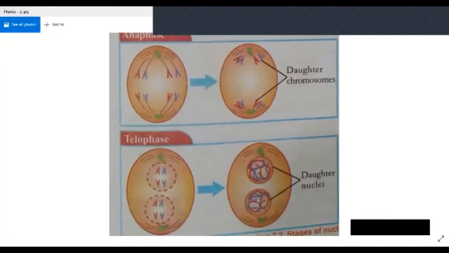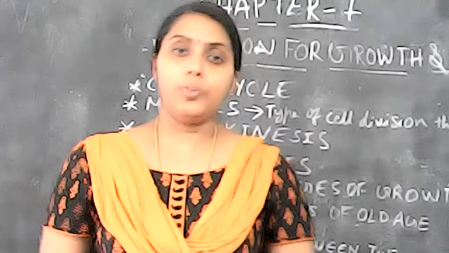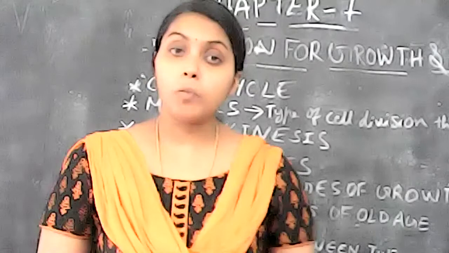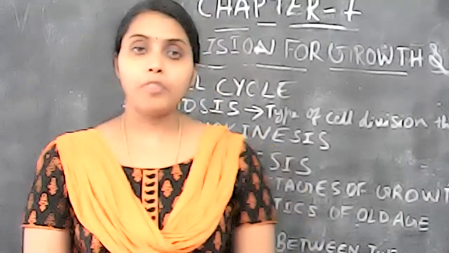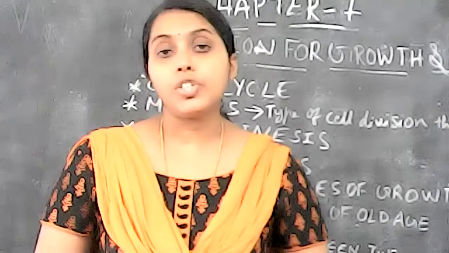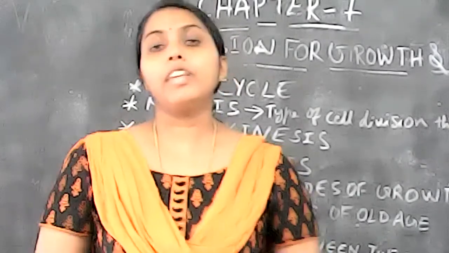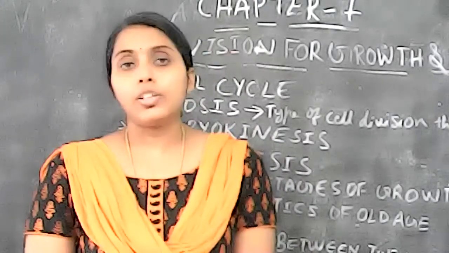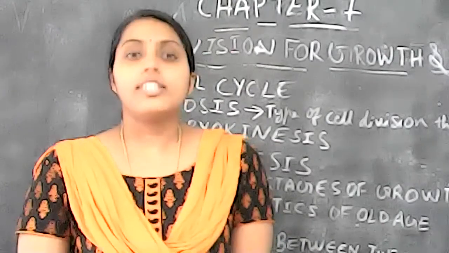Then in telophase, you can see daughter nuclei are formed. So two nuclei are formed inside a cell with an equal number of chromosomes. Now the cell consists of two nuclei with equal genetic material. So that's the first step of mitosis, the nuclear division, the division of the nucleus. Then the second step of mitosis is cytokinesis. Cytokinesis means division of the cytoplasm.